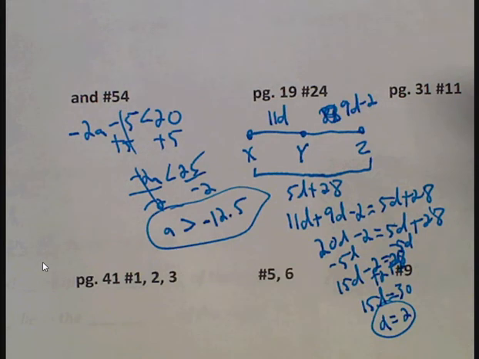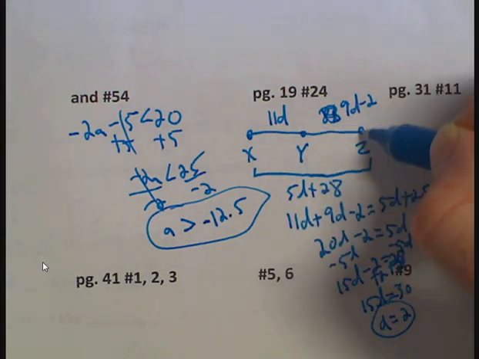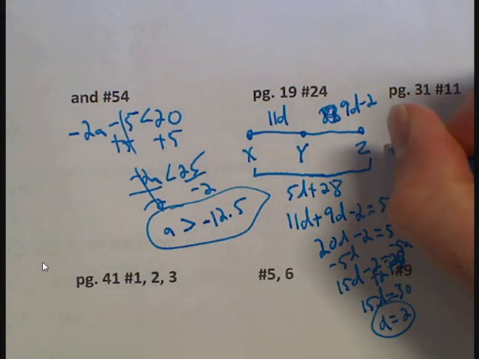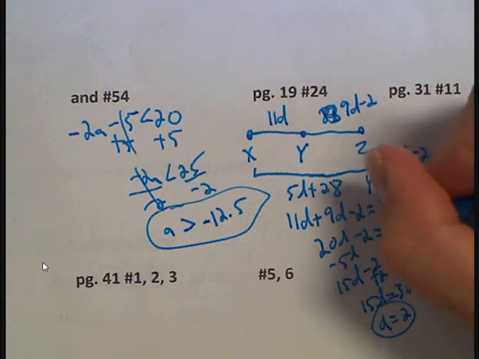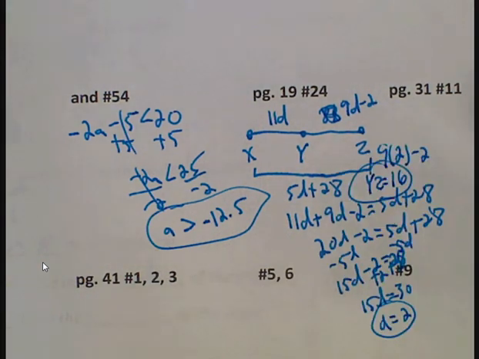Then it tells me I need to find yz. yz is 9d minus 2. So 9 times 2 minus 2, that's 18 minus 2, which is 16. So yz equals 16.